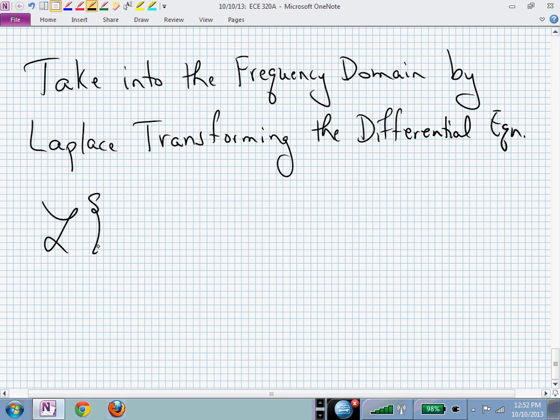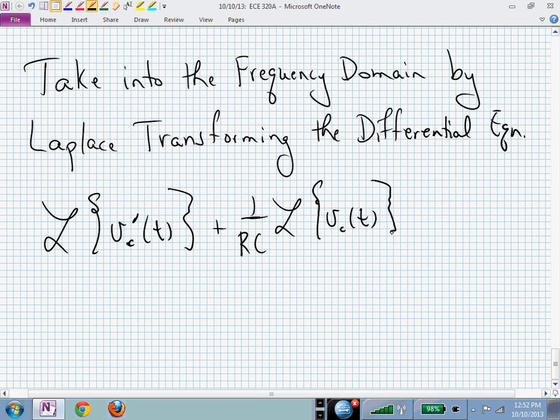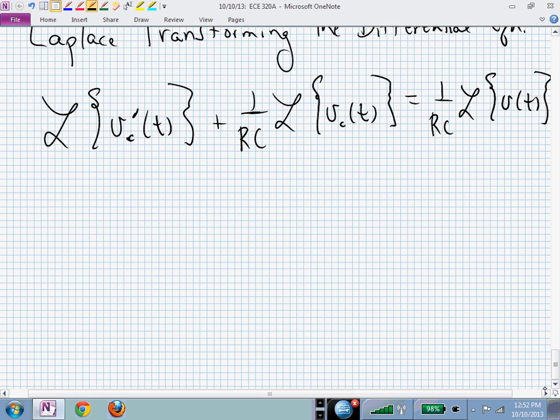So that now I can Laplace transform the derivative of the capacitor voltage. The 1 over RC is a constant. I can pull that out, and I only really need to worry about Laplace transforming the capacitor voltage, and the same on the right-hand side. And that's doable because the Laplace transform is a linear operation. I can break that down into 3 different Laplace transforms if I want to.